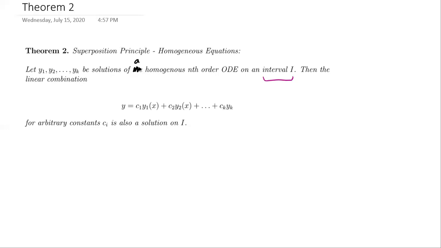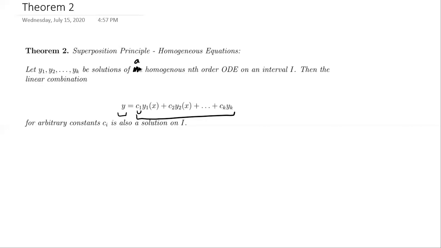This is the crazy thing. If we combine the solutions in this form, so if we write a new function y as a sum of the k solutions that we know are solutions, where we can multiply each of these solutions by an arbitrary constant, doesn't matter what it is, if we define a new function like this, it turns out that y is also a solution on I.